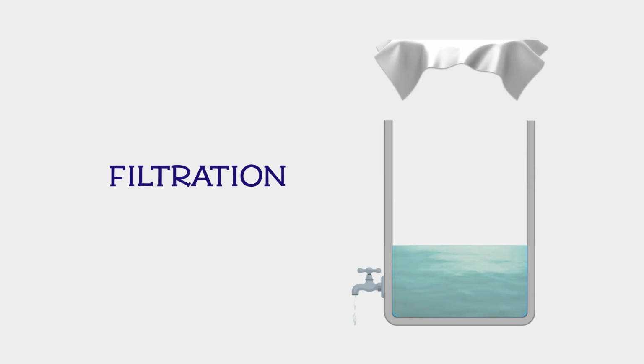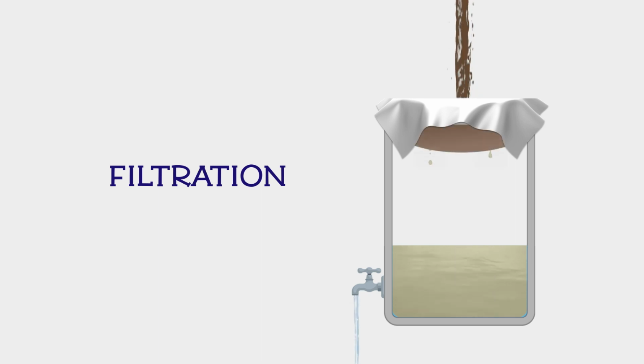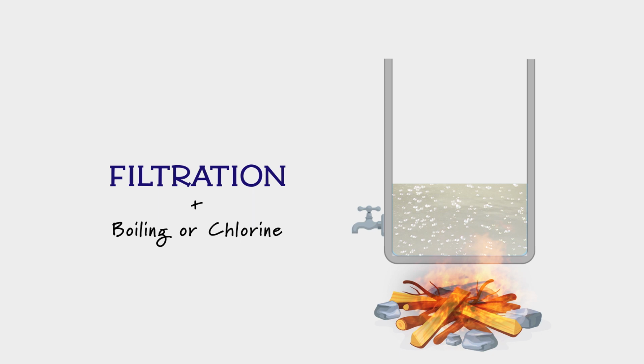If you do not have a filter, you can use a cloth to remove any particles in the water. The cloth filtration method will only improve the clarity of the water. It will not guarantee that it is safe to drink. Therefore, the cloth method must be combined with other methods such as boiling and chlorine treatments.